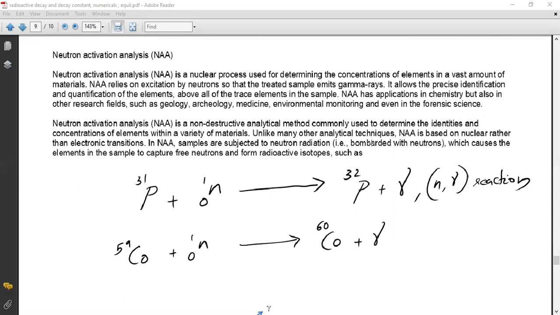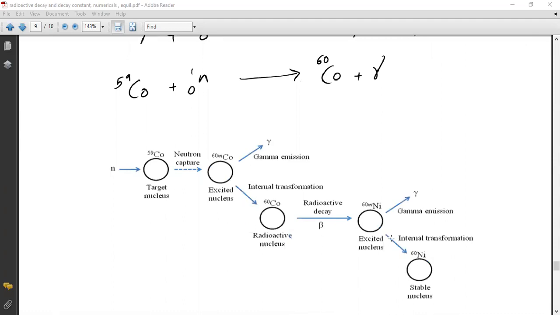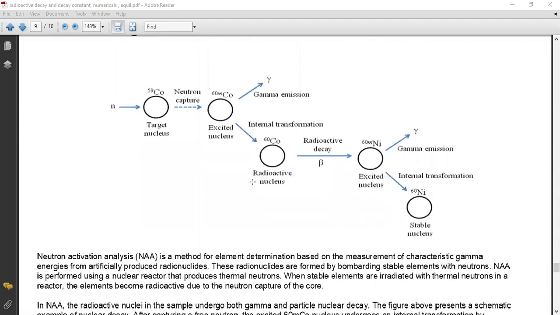Unlike any other analytical technique, NAA is based on the nuclear rather than the electronic transition. For example, P31 undergoes bombardment with a neutron to give P32 plus gamma, emitting a gamma ray, or cobalt 59 plus a neutron gives cobalt 60 plus gamma radiation. So here is a schematic for the basic mechanism of neutron activation analysis.